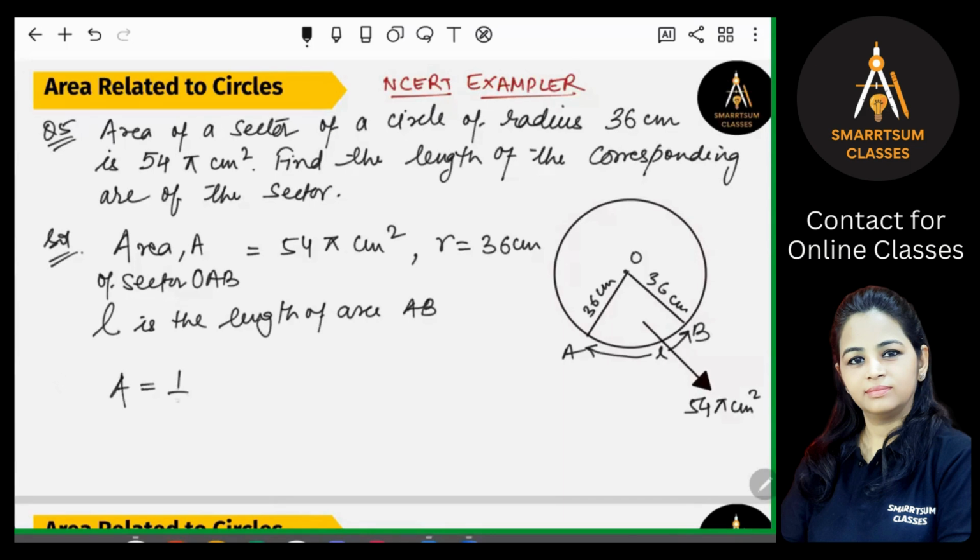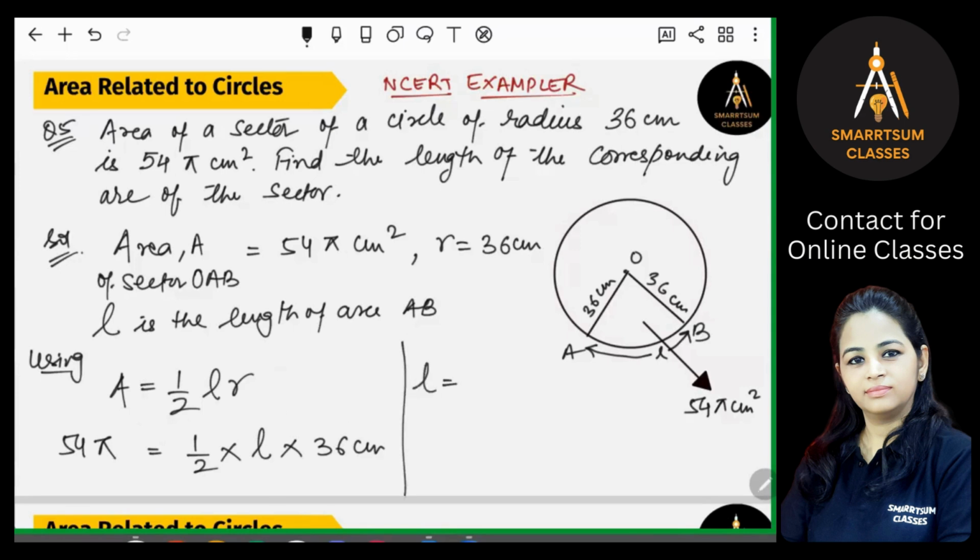As we know, there is a relation between A, L and R: A is equal to 1 by 2 L into R. So we can use this relation, where L is the length of the arc, R is the radius, and A is the area of the sector of that circle. Area is already given here, 54 pi, half into L we have to find, and R is 36 centimeter. So in this way you can find the value of L.